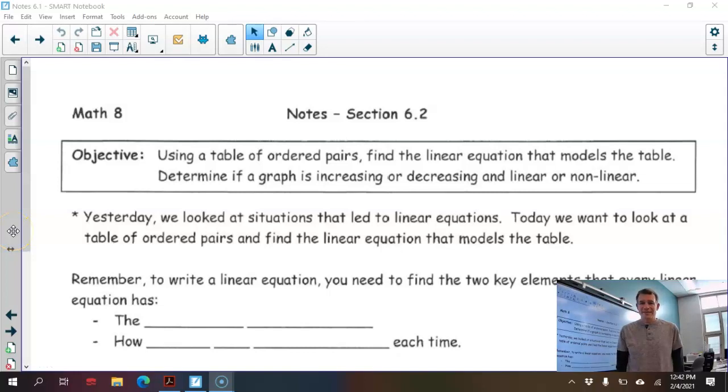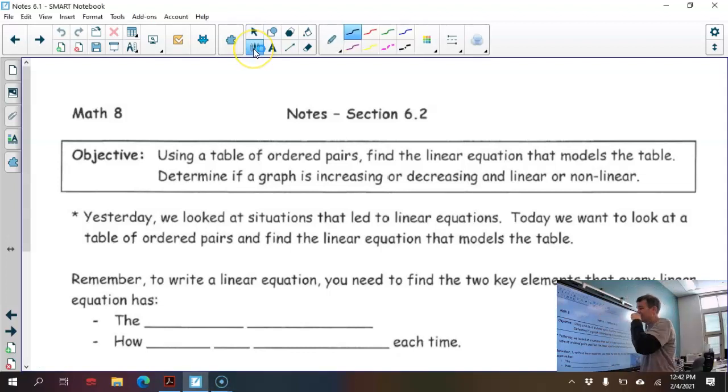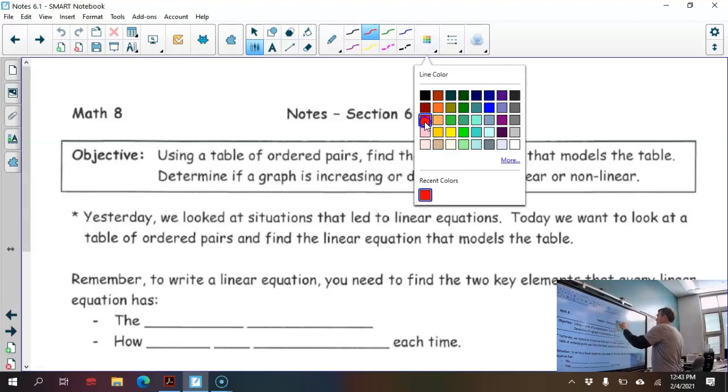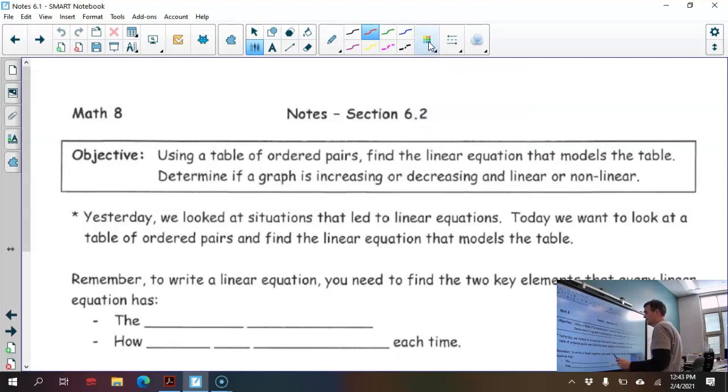Hey, Math 8. So yesterday we looked at situations, actual situations that we wrote linear equations for. Today we're going to take the next step. We are going to do section 6.2, which involves writing a linear equation to represent a table of ordered pairs. So let's get started.